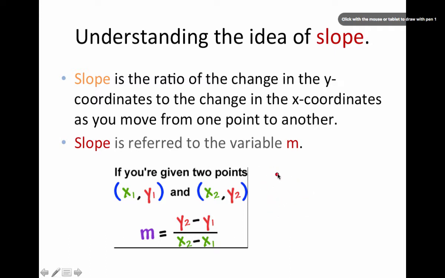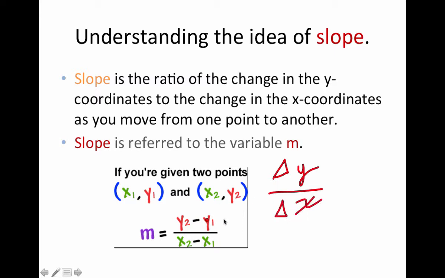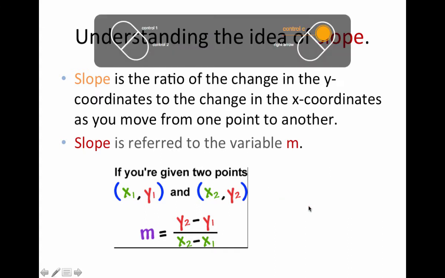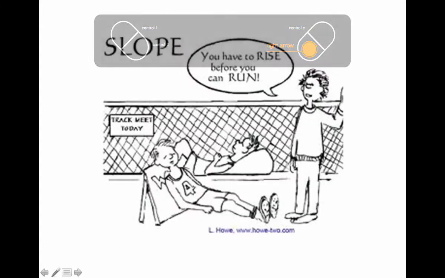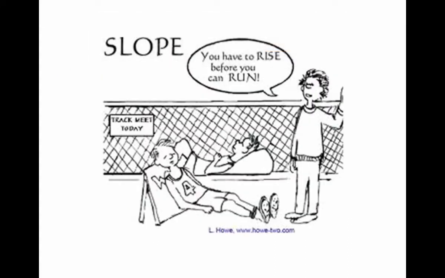Remember, slope is the change in y over the change in x. That's why we subtract the y's here, subtract the x's there. Vertical change over horizontal change, also known as rise over run. Variable m is what's used, and we'll see that in y equals mx plus b coming up shortly. Remember, you have to rise before you run.